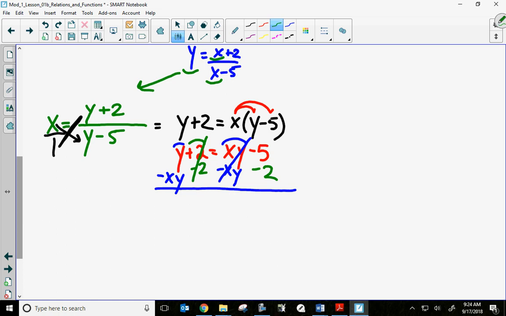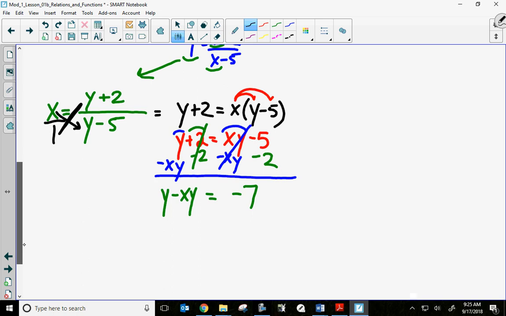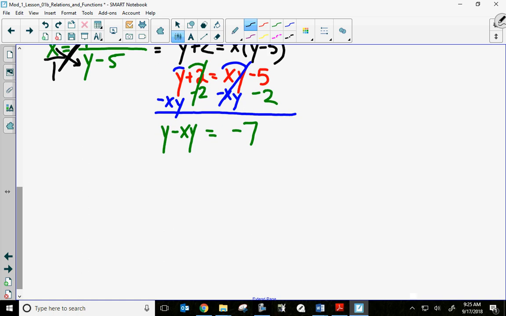So what do I have? I have y minus xy equals negative 7. All right. Nothing too crazy. Now, here's the whole reason we wanted to get everything with a y on one side. I'm now going to factor out a y. They have a common term. They have a y, right? 1 minus x left. That's it. I factor out a y.